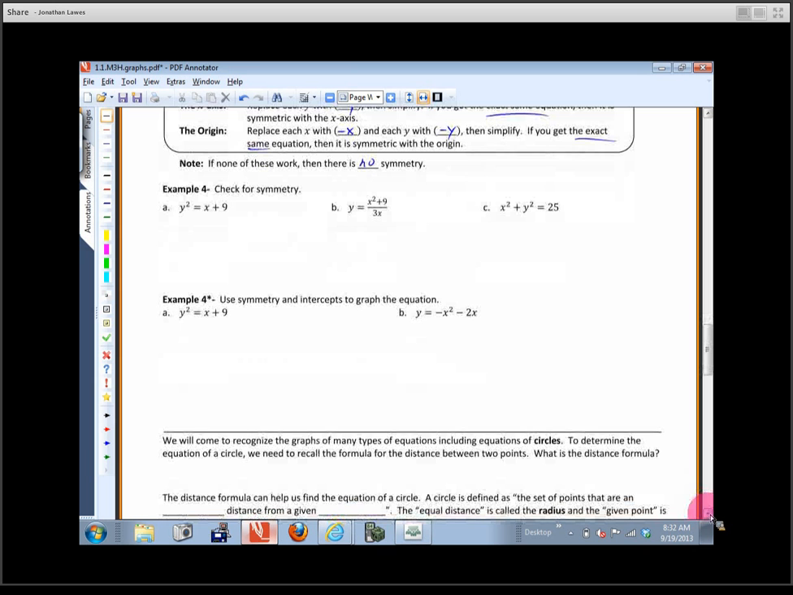Now, you do need to be a little bit careful. I've picked relatively easy problems, except for maybe this one right here. Okay, so let's run through here and let's check for symmetry. So we want to check for y-axis, x-axis, and origin.